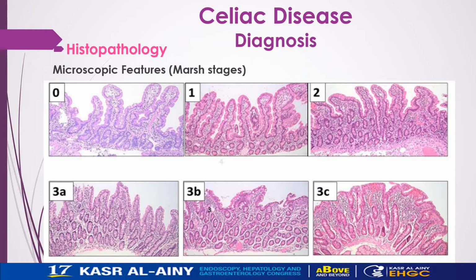Microscopic features of Marsh stage. Marsh 0, normal biopsy. Marsh 1, only increase of intraepithelial lymphocytes. Marsh 2, crypt hyperplasia with increase of intraepithelial lymphocytes. Marsh 3A, mild villus atrophy with increase of intraepithelial lymphocytes. Marsh 3B, marked villus atrophy with increase of intraepithelial lymphocytes. Marsh 3C, flat biopsy with increase of intraepithelial lymphocytes.